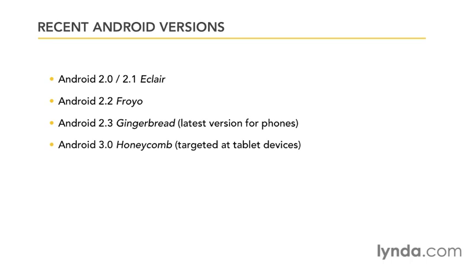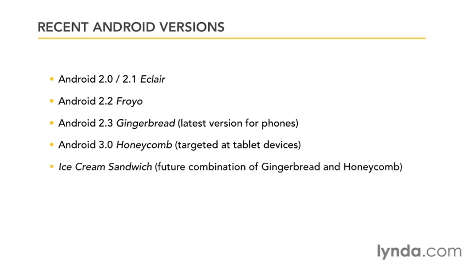Now there is Android 3.0 Honeycomb, but what's unique about this is it's geared only for tablets. Some of the new tablet devices, such as the Motorola Xoom, have this new version of Android targeted at tablets. In the future, and again, this is the latest news that we have, the next version is going to be called Ice Cream Sandwich. This is actually going to be a combination of Gingerbread and Honeycomb, bringing these two versions together into a unified OS version for tablets and phones. So that's the recent Android versions that are out there today.